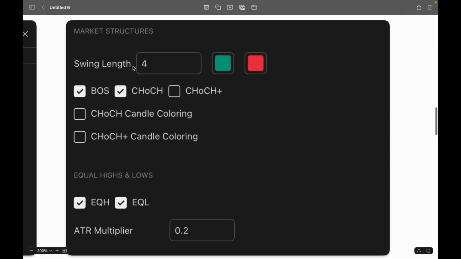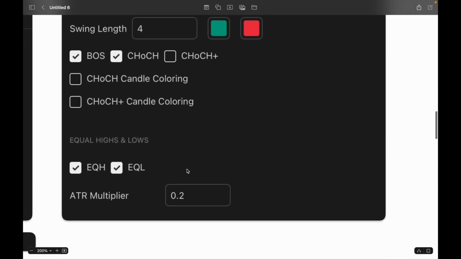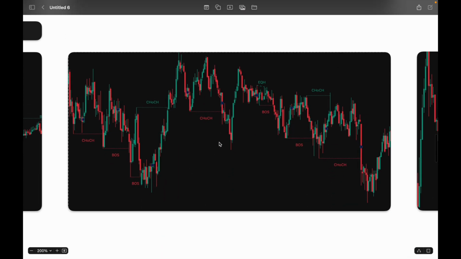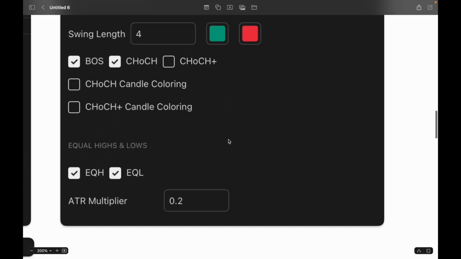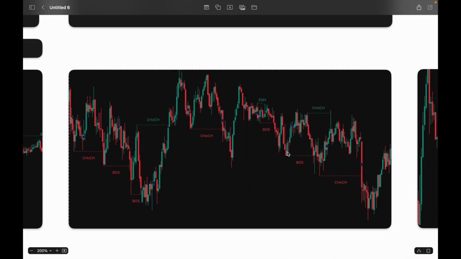So here you can change your swing length. This is going to be basically how often do you want this to show. So the higher it is, the less it shows. The lower it is, the more it shows. You just need to go play around a little bit to see what setting works for you.